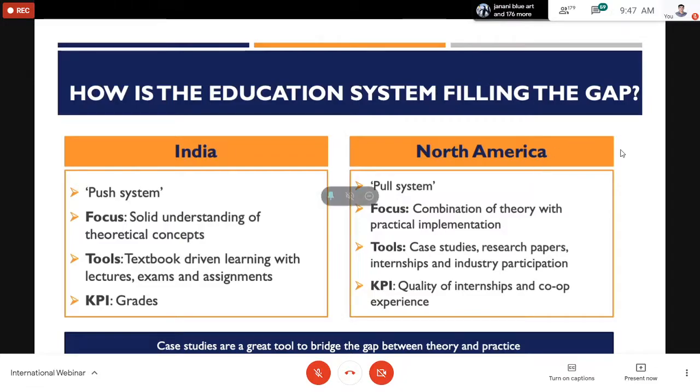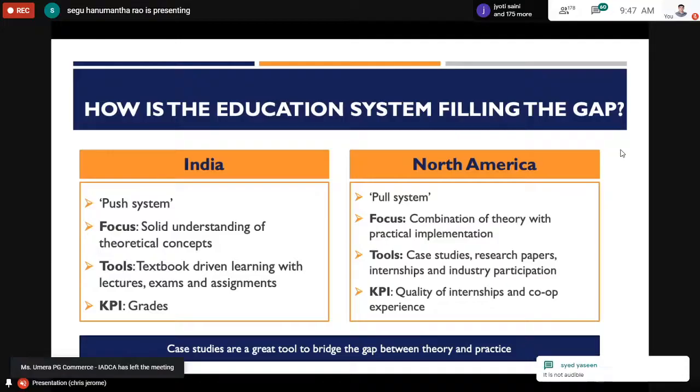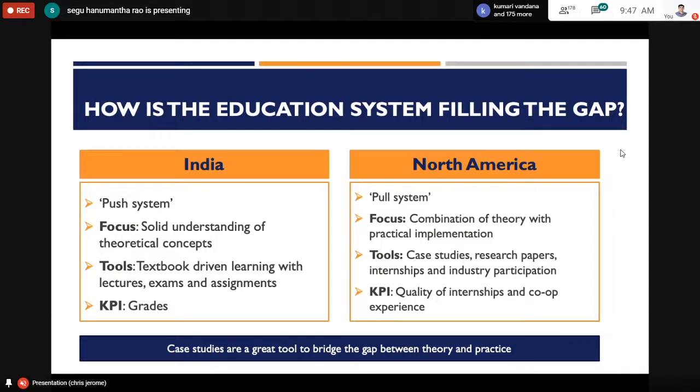In North America, things are slightly different. I've noticed they have a pull-based system for education. So here the onus is on the student to identify, one, what their interests are, what they want to get out of the education program.